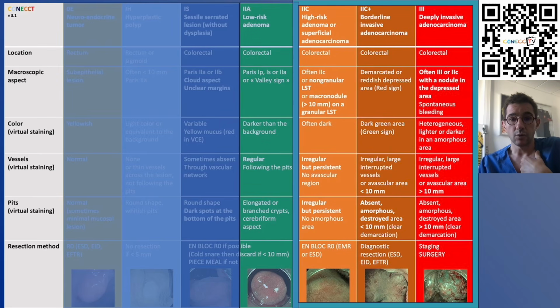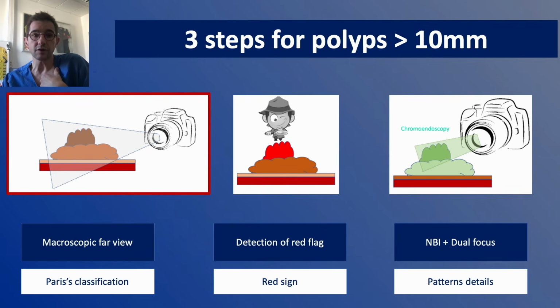And now we will focus ourselves on the lesion with a risk of malignancy. It means the adenoma with a high risk of T1 cancer, the borderline adenocarcinoma, and the deeply invasive adenocarcinoma, Kudo 2C, 2C+, and 3. So what we should know is that the characterization is a 3-step process.